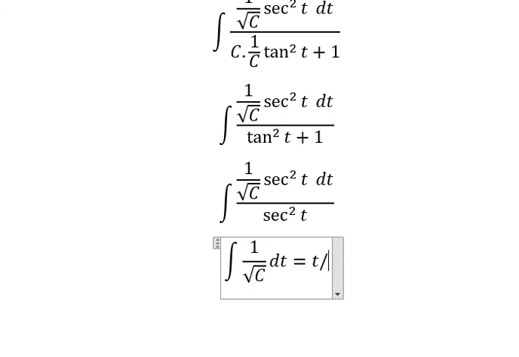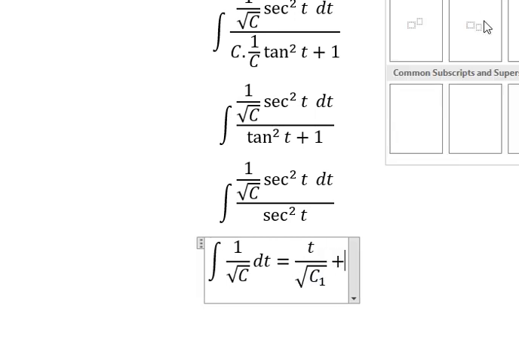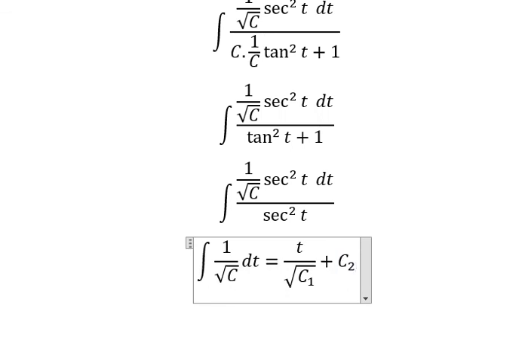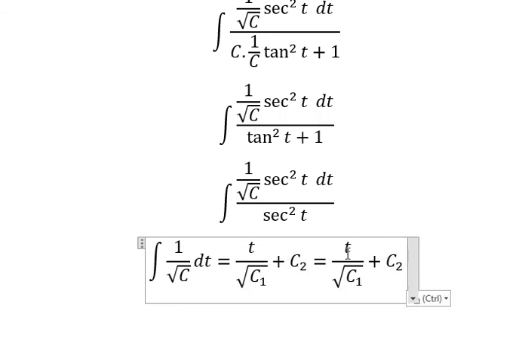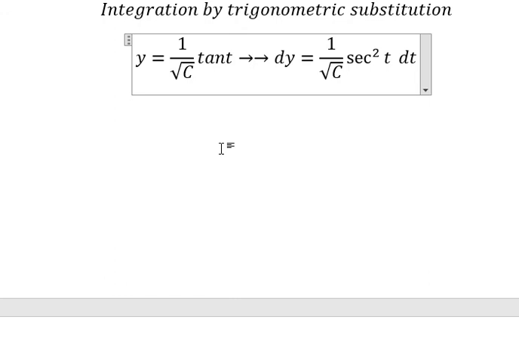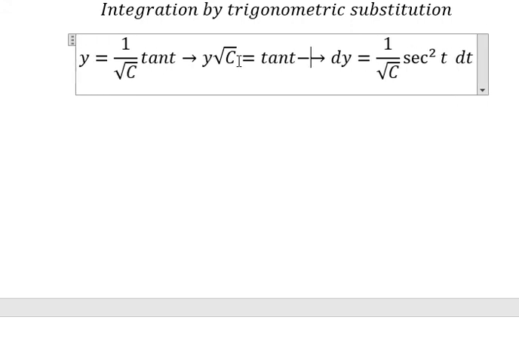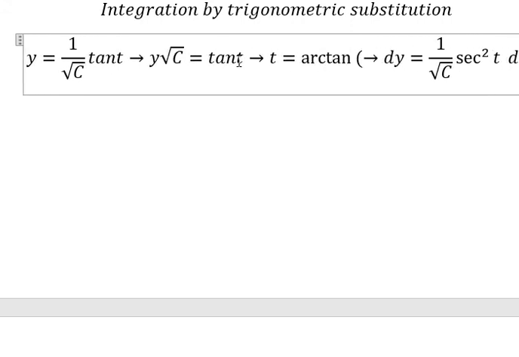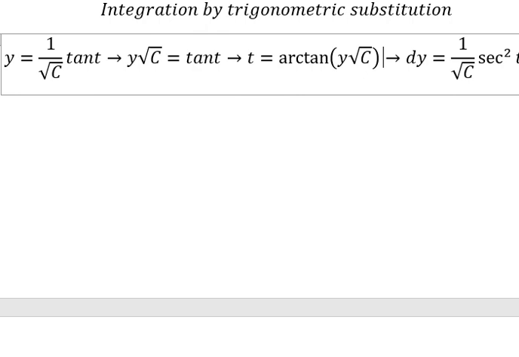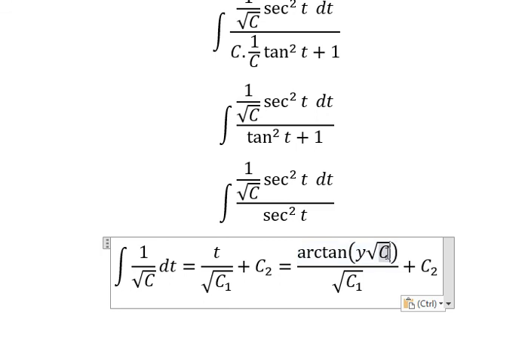And in this situation, I will put c number 1, to distinguish it from our c number 2, because we have 2 constants in here. About t, that's this one. So we multiply by the square root of c. And we get t equal to arctan of this one. So we put this one to replace t. And now c in here, that's c number 1.